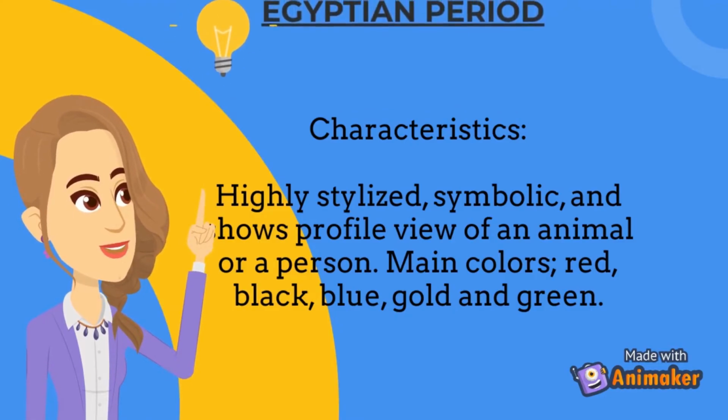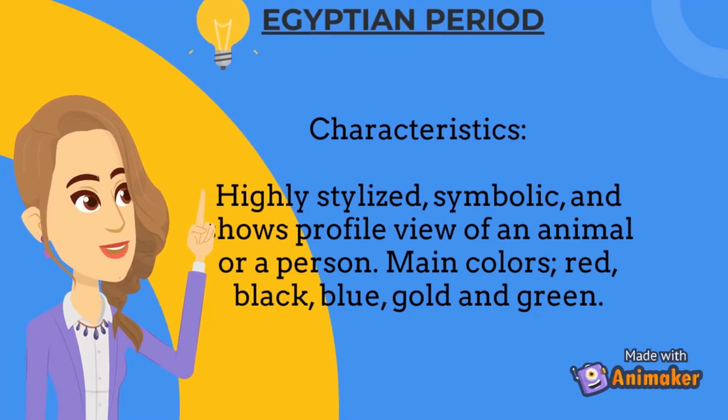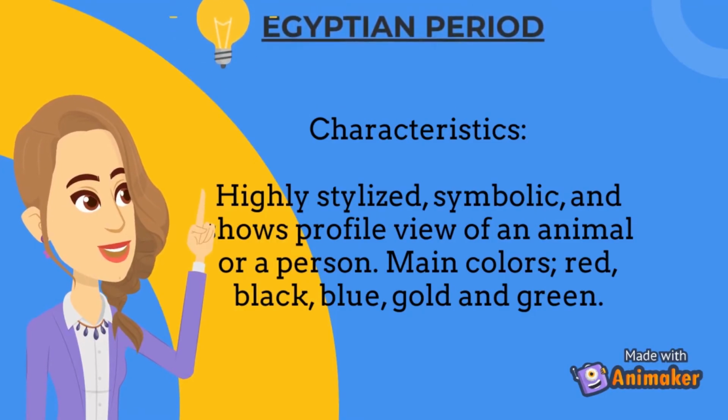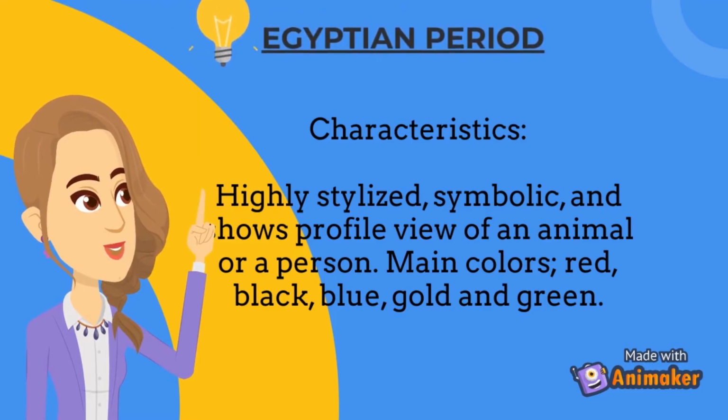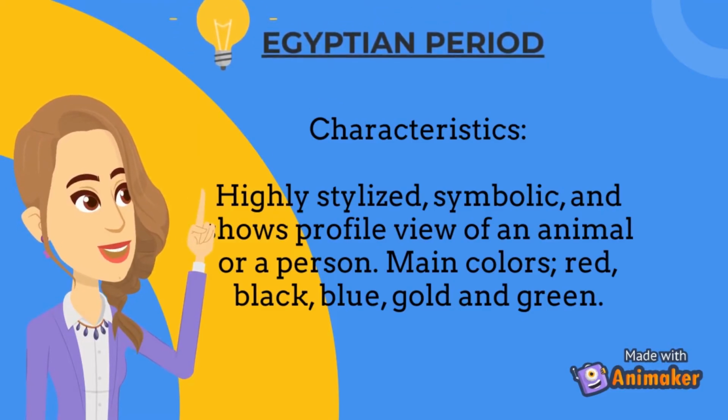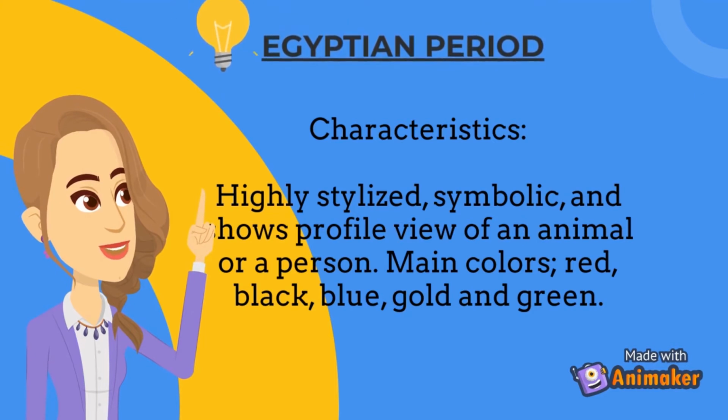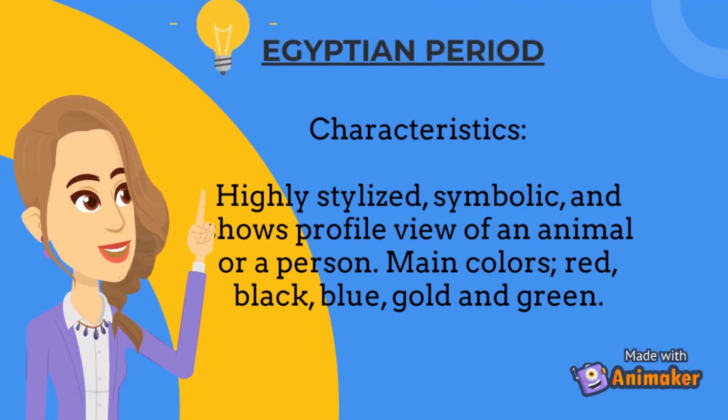After that, we have the Egyptian period. It is highly stylized, symbolic, and shows a profile view of an animal or a person. The main colors used are red, black, blue, gold, and green. Do you know why they chose those colors? Because Egyptians believed that those colors could stand the heat of the sun for a long time.